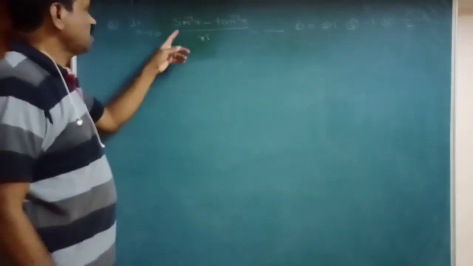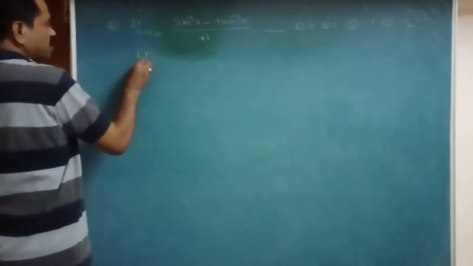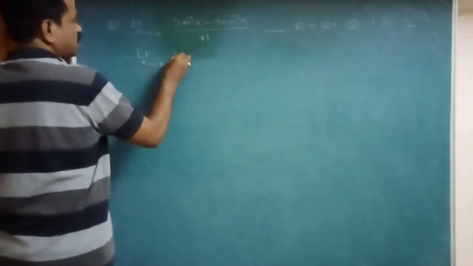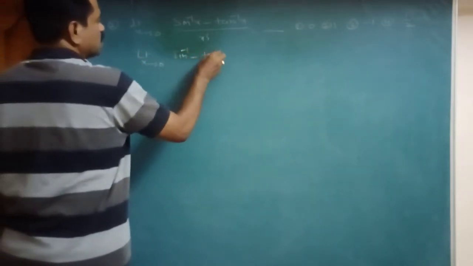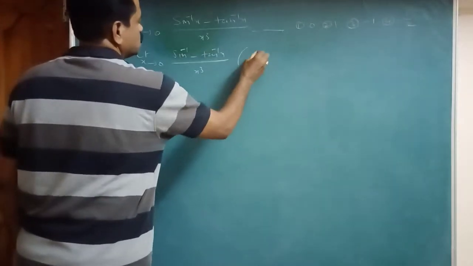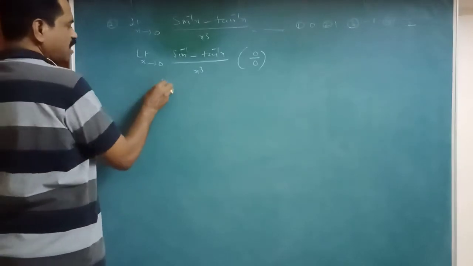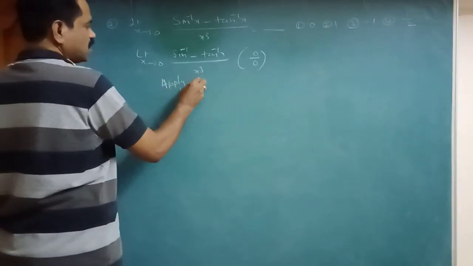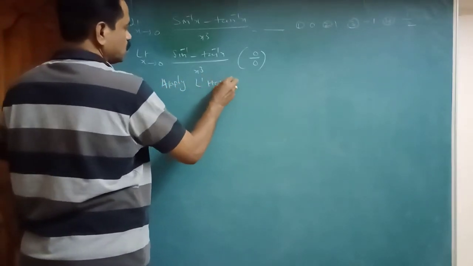See here, sin inverse 0 is 0, tan inverse 0 is 0, x is 0. So it is 0 by 0 form. Limit x tends to 0 of (sin inverse x minus tan inverse x) divided by x cube. So it is 0 by 0. Apply L'Hospital rule.